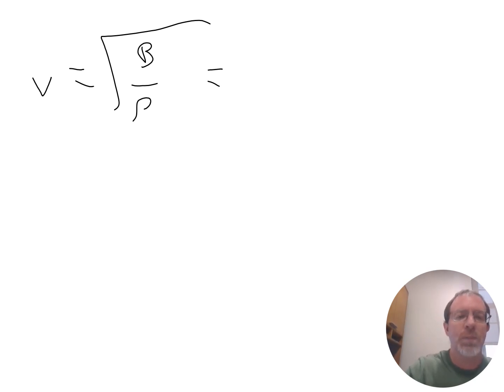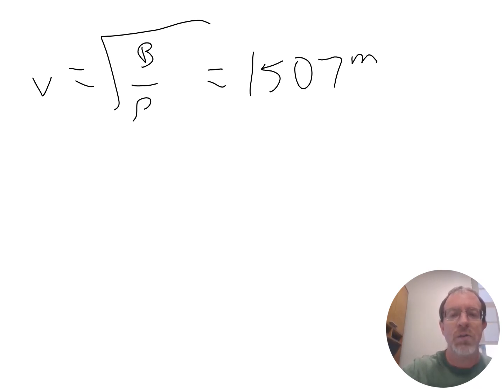Okay, as our first step, we'll pull out the equation for speed of sound in a liquid. And given the information that we had on the previous slide, if we plug those numbers into that equation, we should get out the result that the speed of sound in seawater, at least this seawater, is 1,507 meters per second.